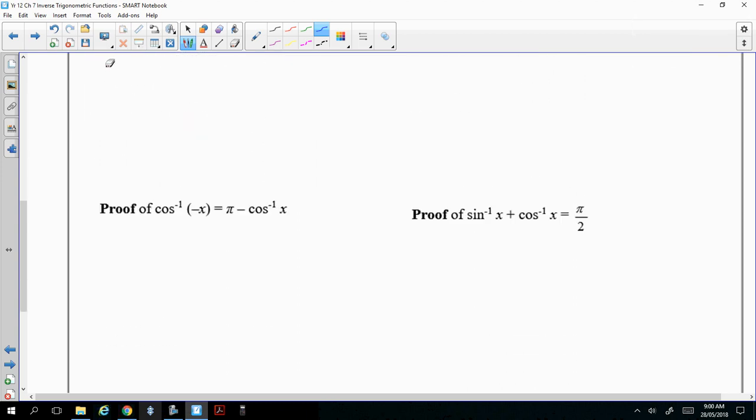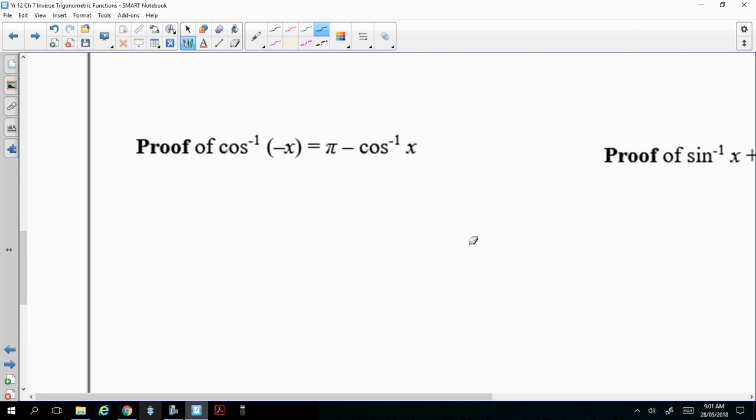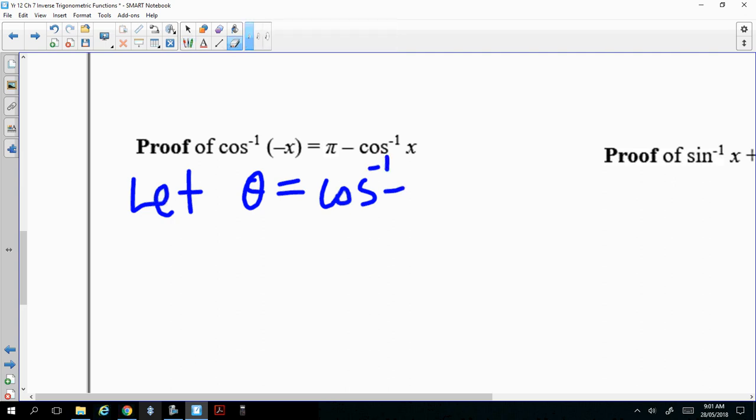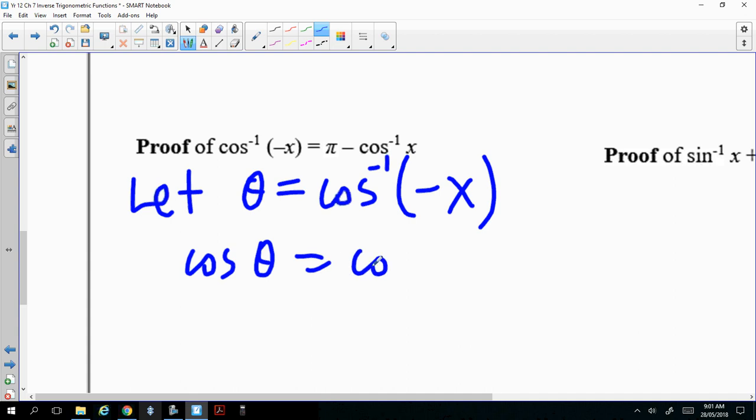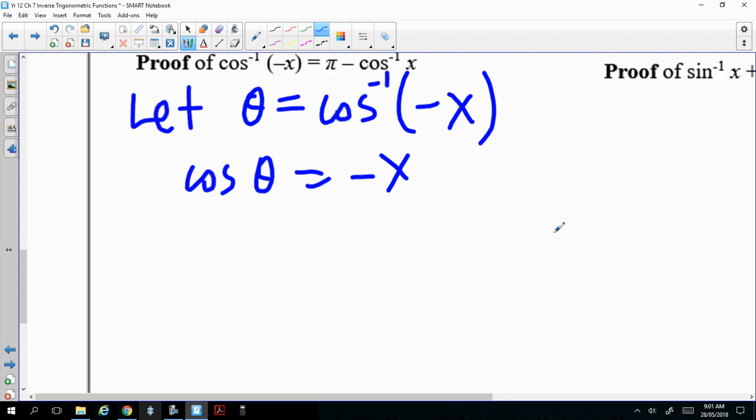Listen carefully. So let's go through the proof of that. Let's do this one. So what you do is you let theta equal to cos inverse of negative x. And then you write cos theta equal to negative x, like that. And then after this you can times both sides by -1, which you will get negative cos theta equal to x.